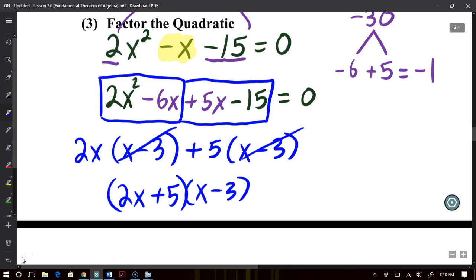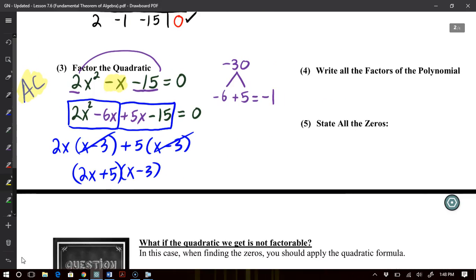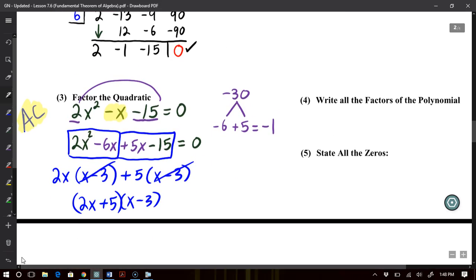And there are the factors. We factor the quadratic, and that was a good old AC method. Again, for some reason, we're going to see this a lot. Maybe it plays an important role in chapter 7. Who knows? But that's just from the quadratic. Let's write all of the factors that we had. Well, the first one was x minus 6. Through the AC method, we found 2x plus 5 and x minus 3.